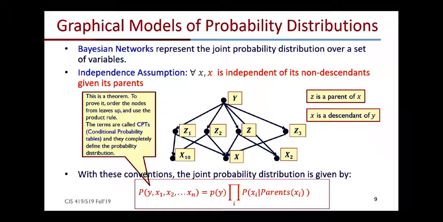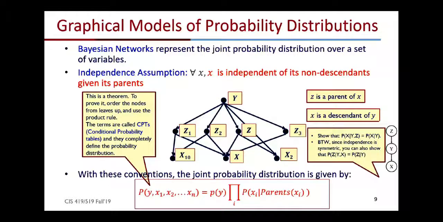As a simple exercise, you can think about this very simple Bayes net. What I have here is just three variables. Z goes to Y, Y goes to X. And you can think about the independence assumption in this context. In this case, you're going to be able to show that the probability of X given Y and Z is the probability of X given Y. So I don't need to know Z once I know Y.